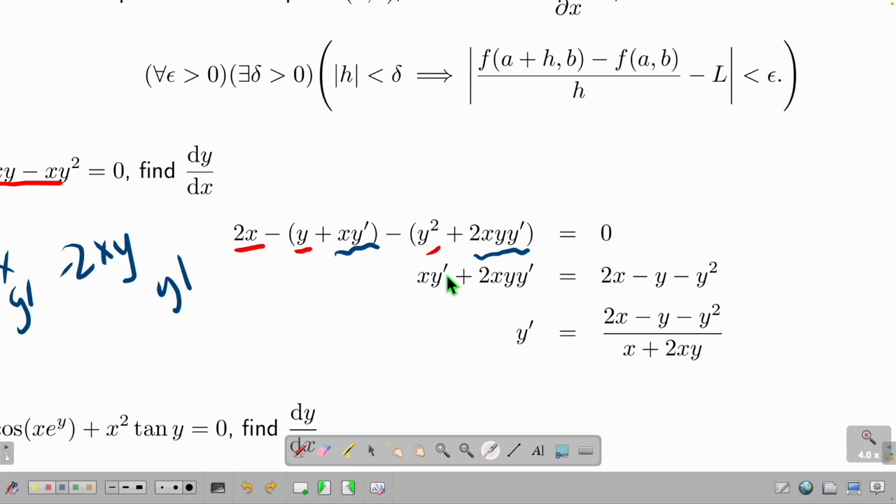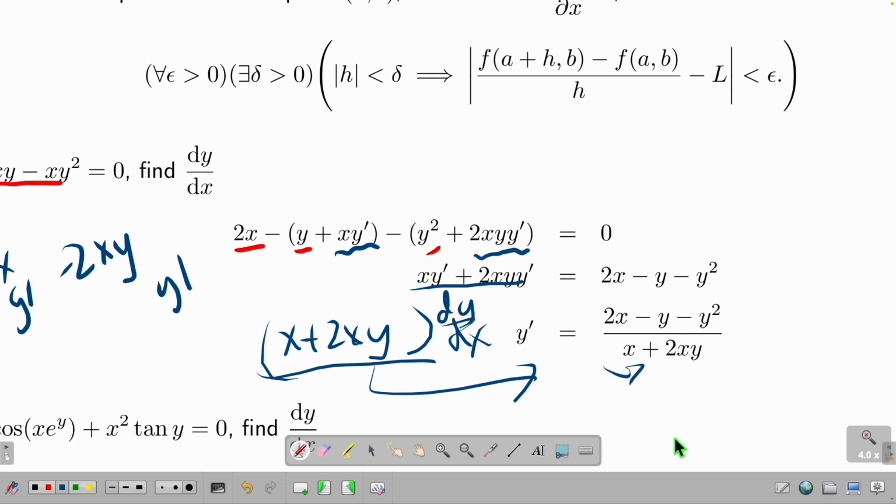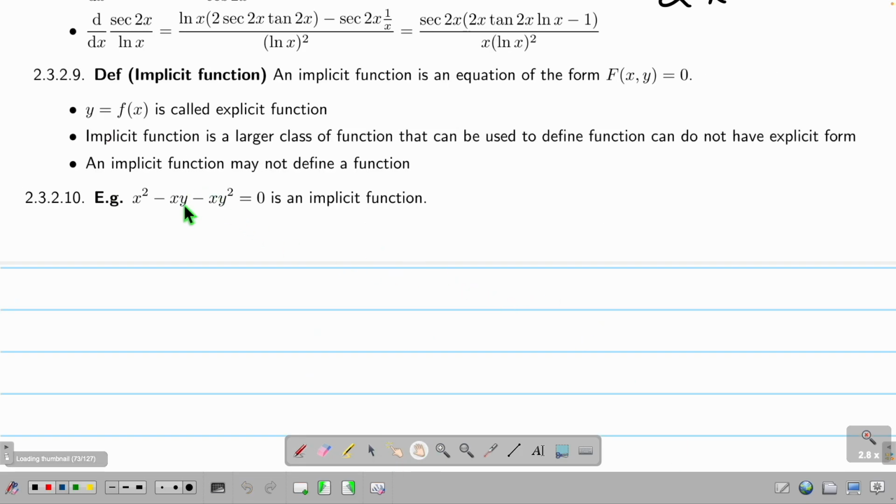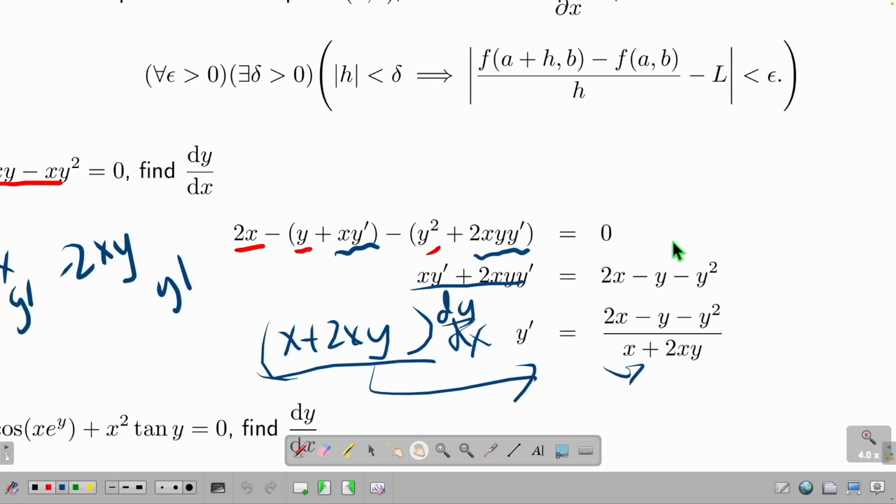Now what? These two terms both have y prime, so this term is the same as x plus 2xy, times y prime, which is dy/dx, right? Now I throw everything to the other side. So therefore, if you want to find dy/dx for this function, you cannot do it normally. You have to do implicit differentiation. And the answer is this.